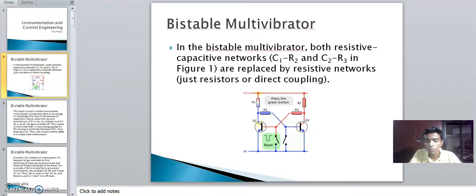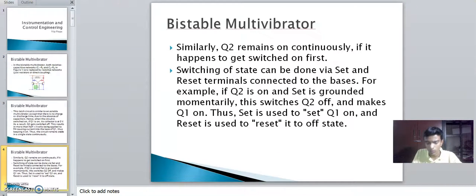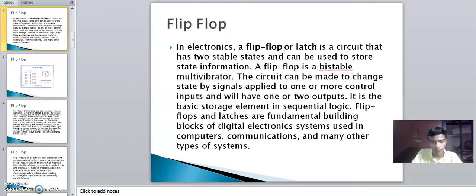When one switch is open, when Q2 is on continuously, it happens to get switched on first. Switching of state can be done via set and reset terminals. If Q2 is on and set is grounded momentarily, this switches Q2 off.